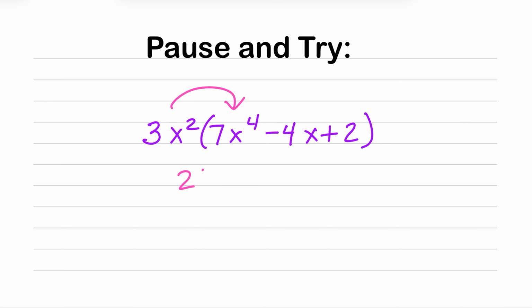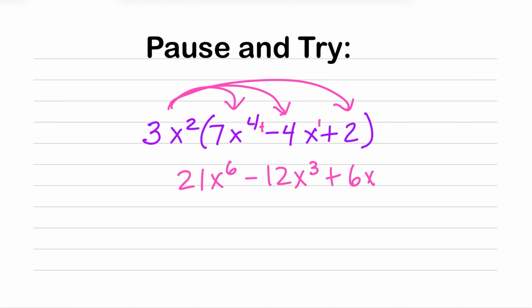3x squared times 7x to the fourth gives us 21x to the sixth. Add the exponents. 3x squared times negative 4x gives us negative 12x cubed. 3x squared times 2 gives us 6x squared.